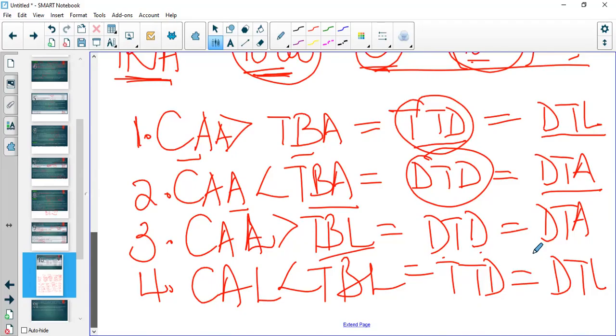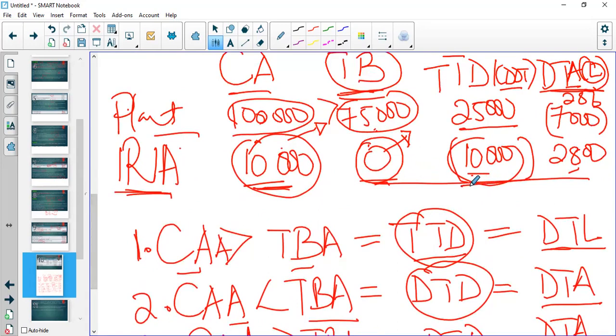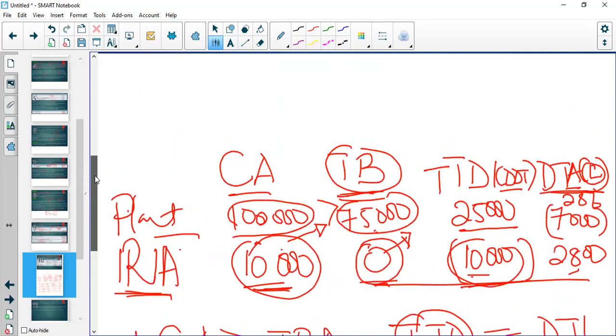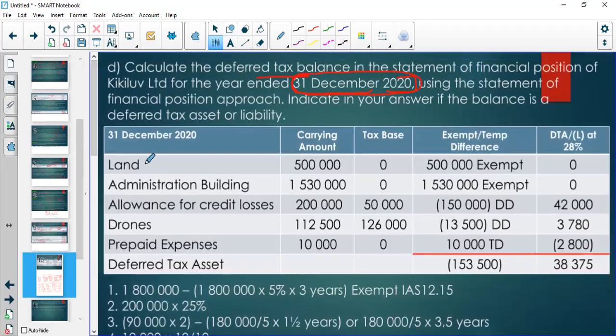All right, so that is the rules. Now let us go to the actual question. We're going to list the assets that we have. The assets that we have: land, which is 500,000, and the tax base is 0 because there are no tax deductions on land. The tax base is basically the amount that is going to be applicable for tax purposes in the future, and there is no amount here. Based on this original amount, there is no tax.